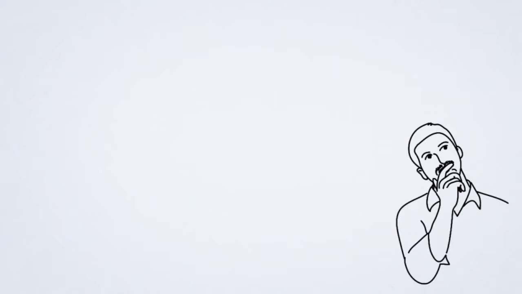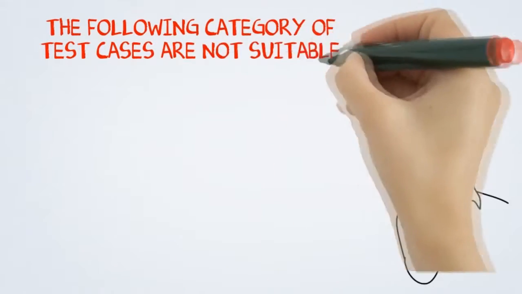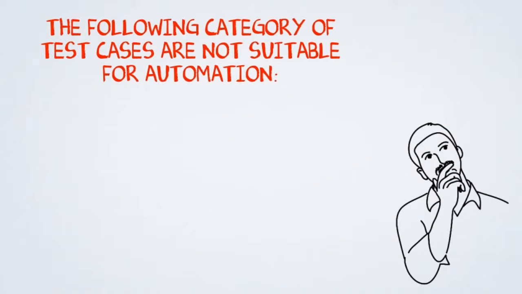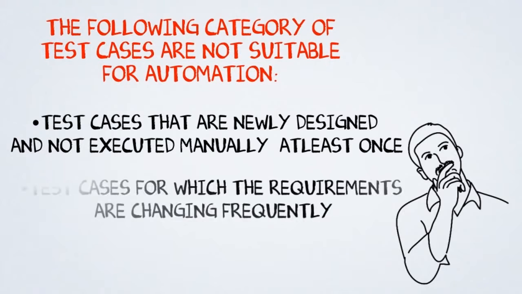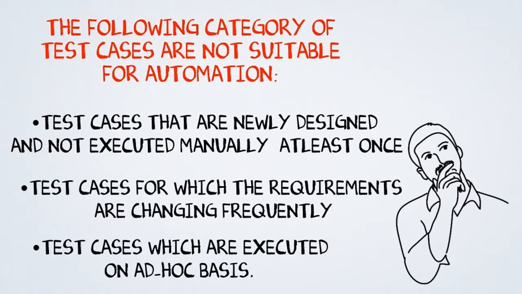The following category of test cases are not suitable for automation. Test cases that are newly designed and not executed manually at least once. Test cases for which the requirements are changing frequently. And test cases which are executed on an ad hoc basis.